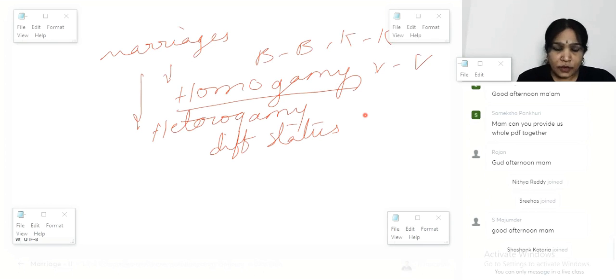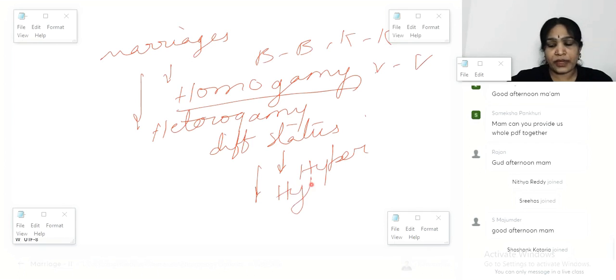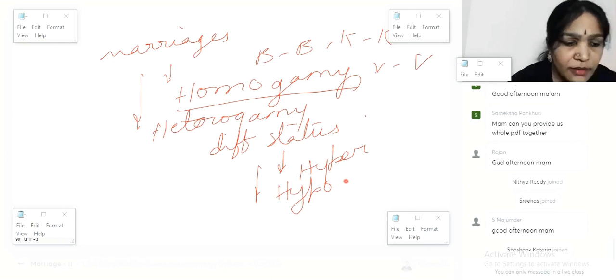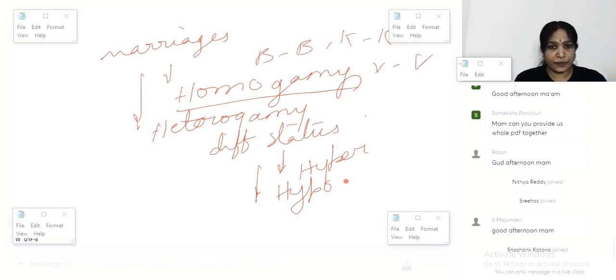Homo means same, hetero means different. So homogamy means marrying in the same status, and hetero means different status. Heterogamy is of 2 types: hypergamy and hypogamy. Just write this flow chart. Copy this. Depending on status, marriage is 2 types. Homogamy means marrying a person from the same status, within the caste, Brahmin, Brahmin, Kshatriya, Kshatriya, Sudra, Sudra. Heterogamy means marrying from a different status.